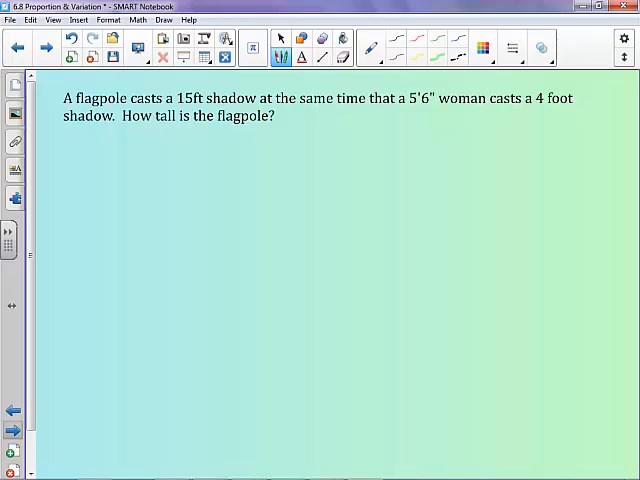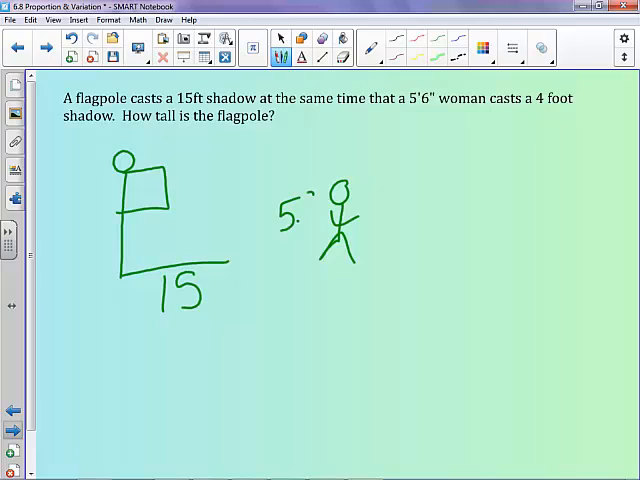So now, here we've got a flagpole. And we know its shadow is 15 feet. We also have a person who's 5 feet 6 inches, so 5.5 feet tall, and her shadow is 4 feet. We want to know how tall is the flagpole. That means here's our variable. That's what we don't know.